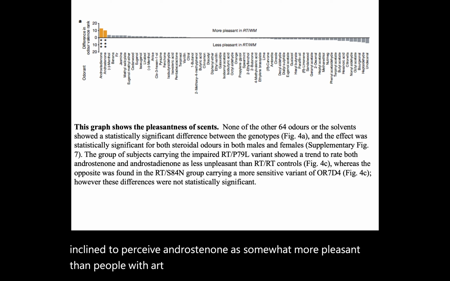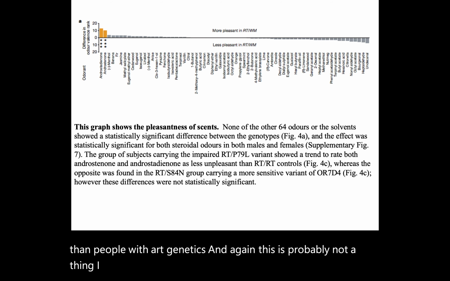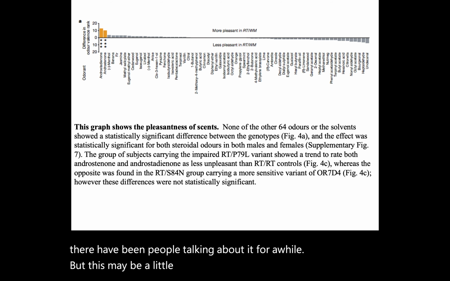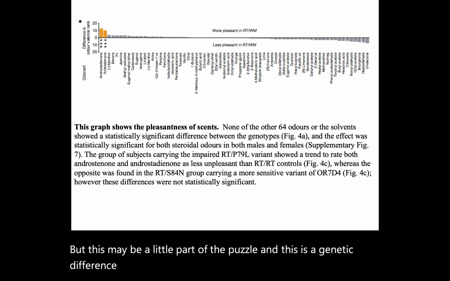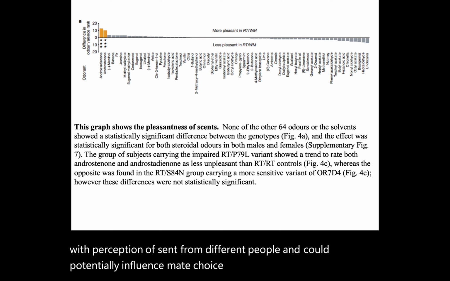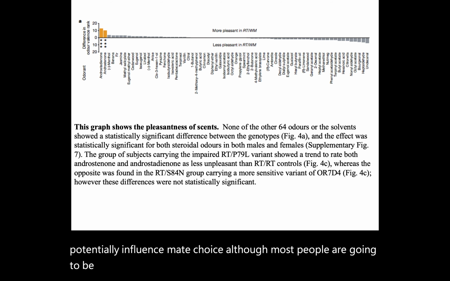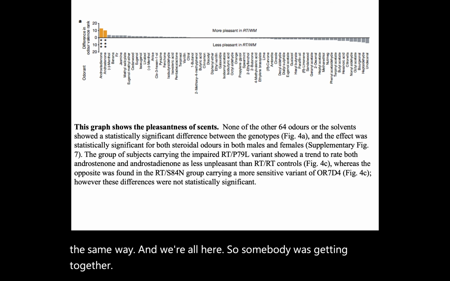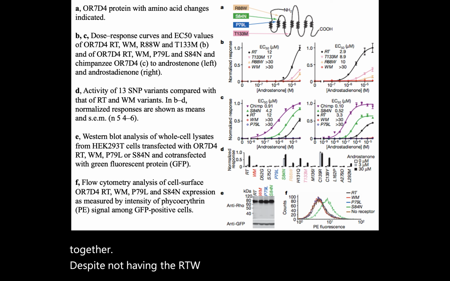And again, this is probably not a thing. I don't think there really is anything like a gay gene. I know there have been people talking about it for a while, but this may be a little part of the puzzle. And this is a genetic difference that could be inherited that would potentially link up with perception of scent from different people and could potentially influence mate choice. Although, most people are going to be RT, and so they are going to perceive the world in just about the same way. And yeah, we're all here, so somebody was getting together, despite not having the RT-WM phenotype.